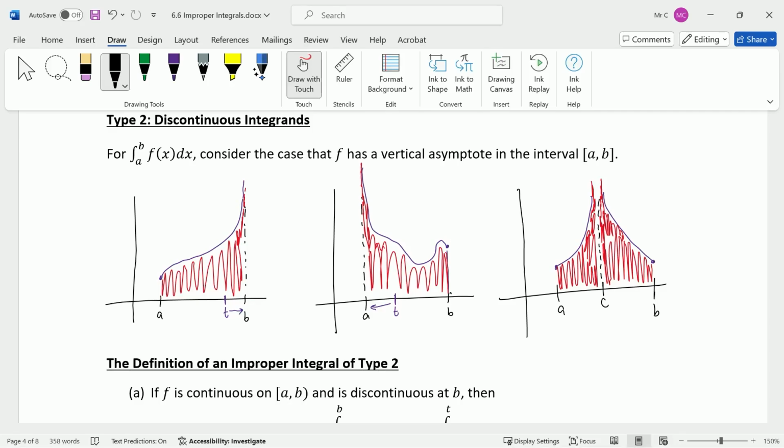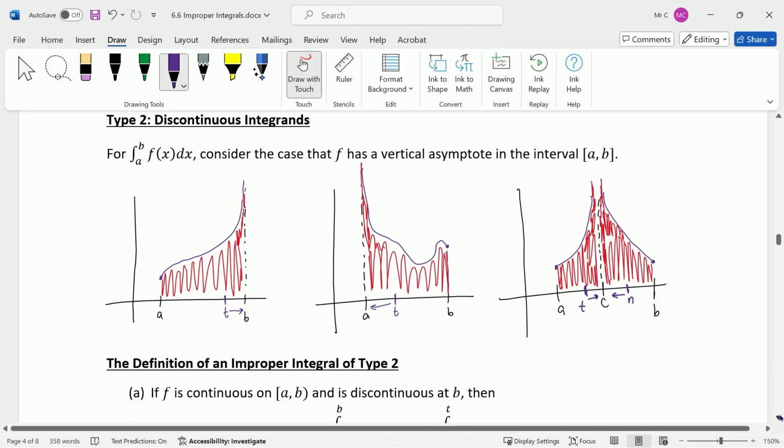And if I have the integral from a to b and the asymptote is at a, then I need to take t approaching a from the right side. So in this first integral, t approached b from the left. Here, t approaches a from the right. But if I had an asymptote in the middle, I would need to split my integral into two. And I'd need to have one t value approaching c, and then maybe the other one would be n and approach c from the right.